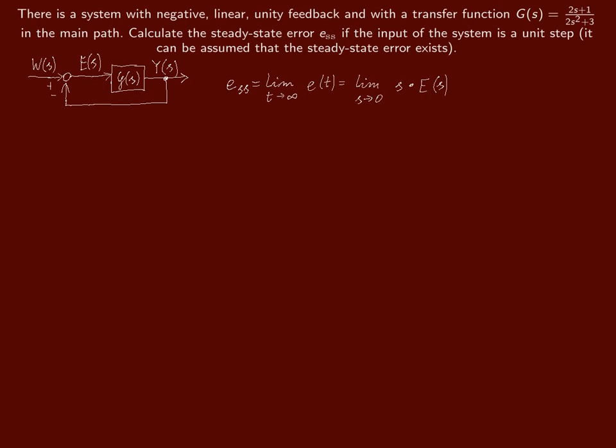To determine it, we will need two equations in the system. Let's start with the object equation. Everyone should remember by now that transfer function is the ratio of output to input, where the output is y of s and the input of this object is e of s. I rearrange this equation to get the output.